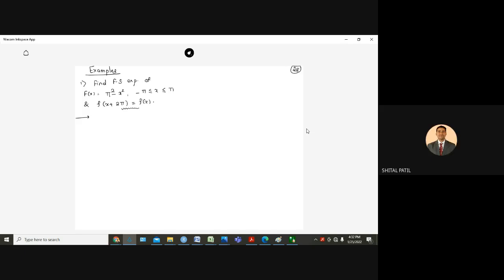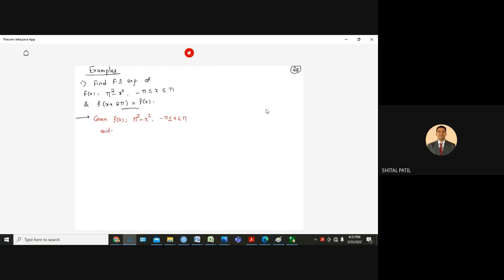Usually it is given separately, but if it is not given, then you have to consider the period as 2 pi or whatever the interval given. From there we can find the arbitrary period if it is so. Okay, Srada, start solving the example. f of x equal to pi minus x square. The interval is very important.